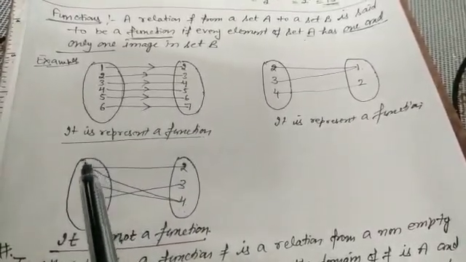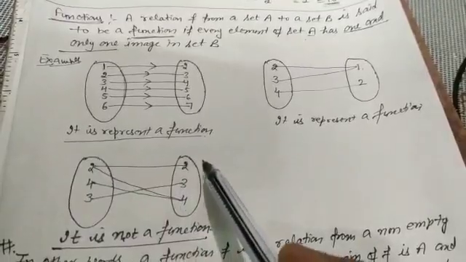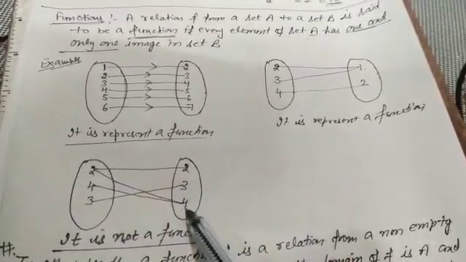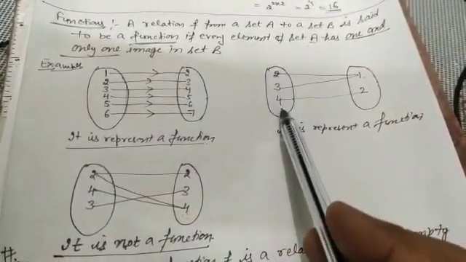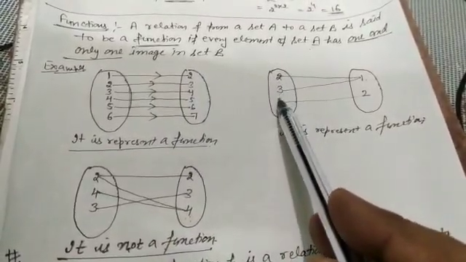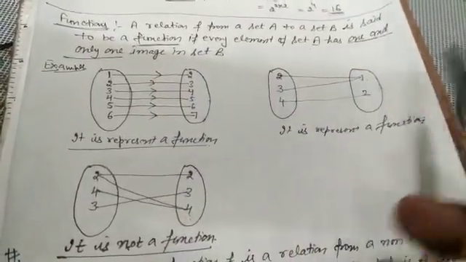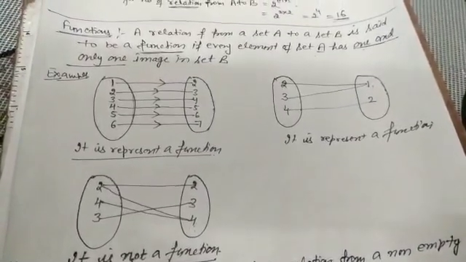So whenever one value of x gives more than one image, then it is not a function. When one value of x gives one image, or two different values of x give the same image, then such a relation is called a function.